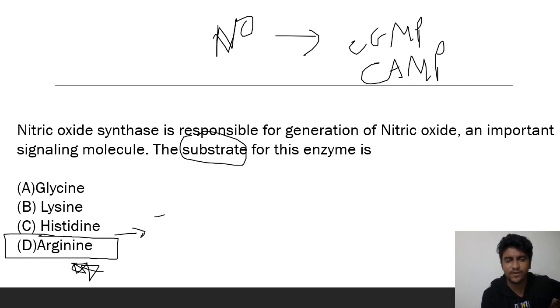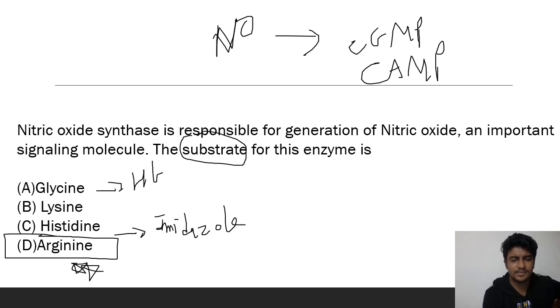Histidine is an amino acid for imidazole. It is an imidazole ring containing amino acid, and glycine is responsible for hemoglobin. So that is why understanding these amino acids, which are the substrates, is very important. So the right answer is arginine.